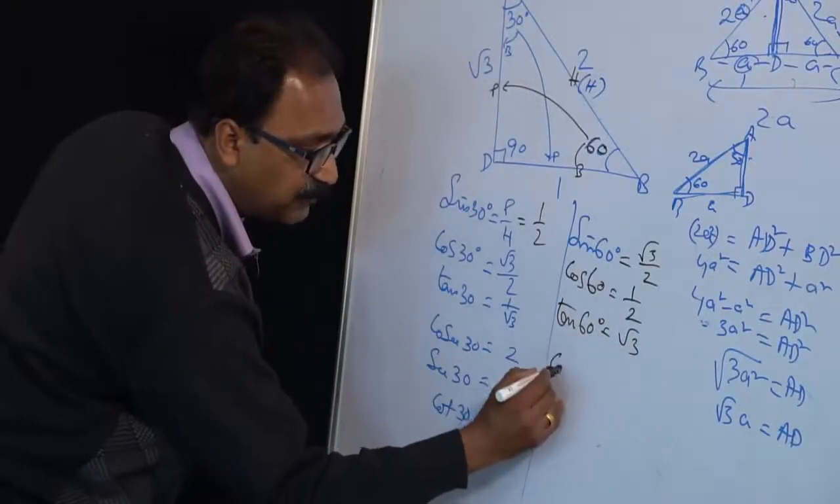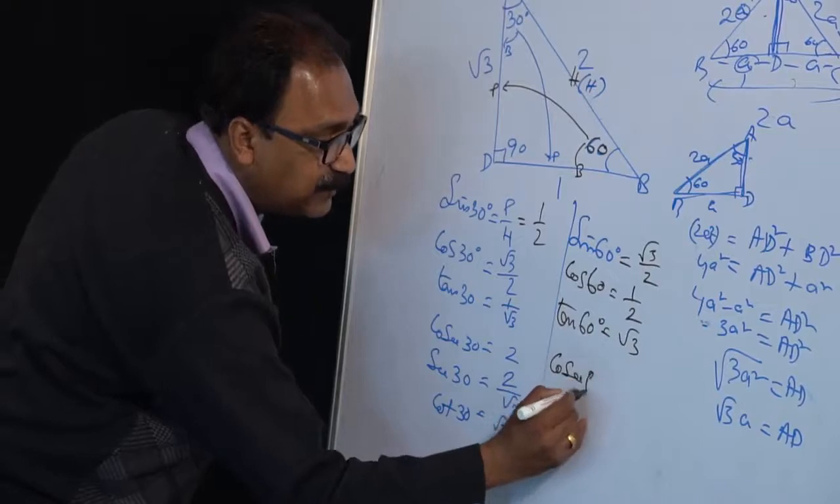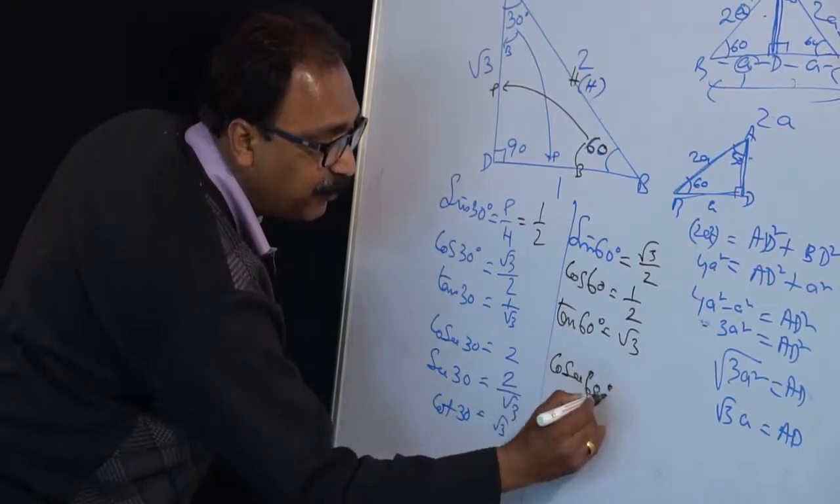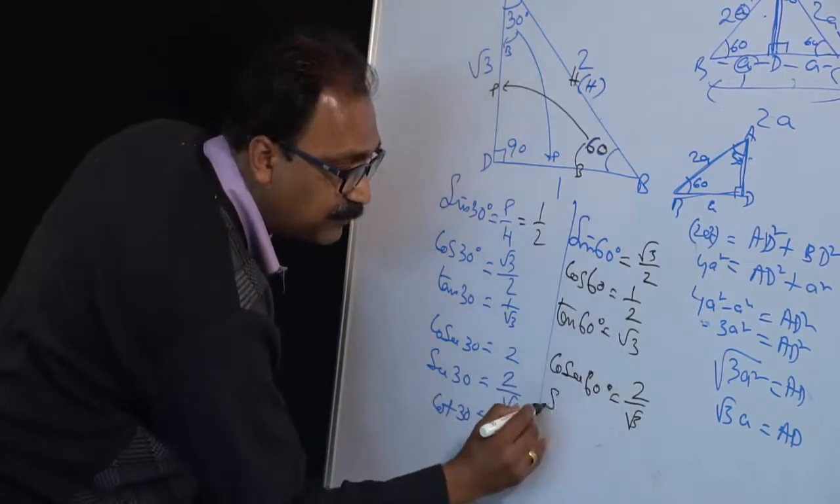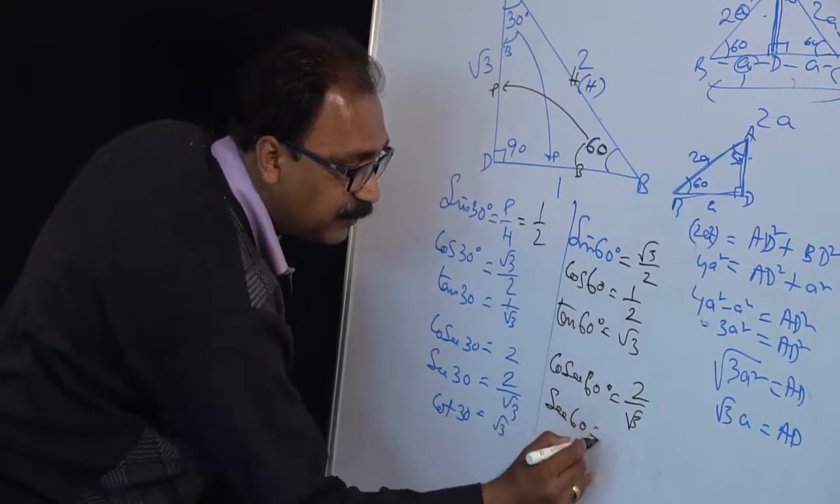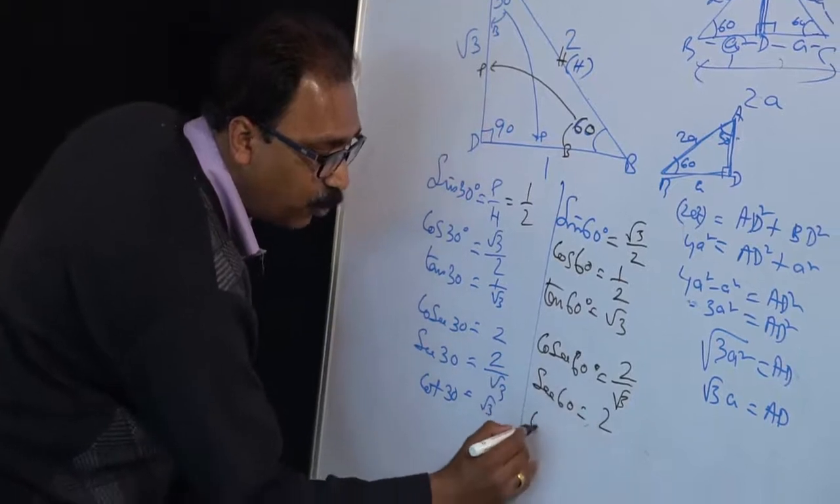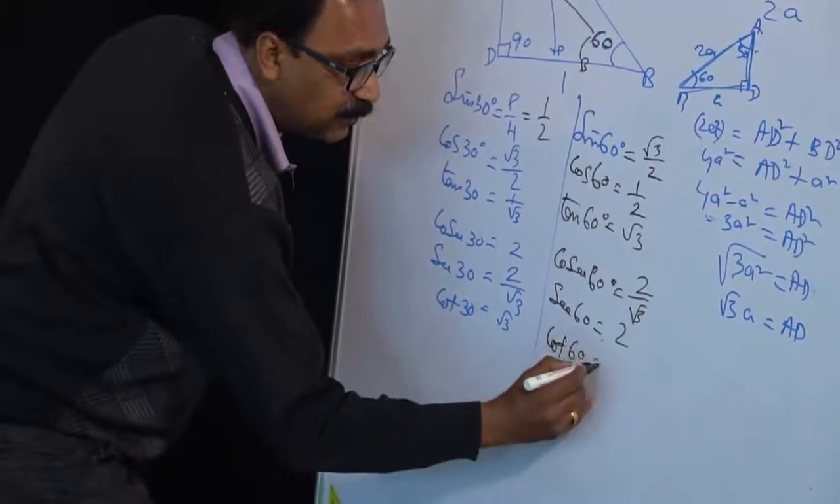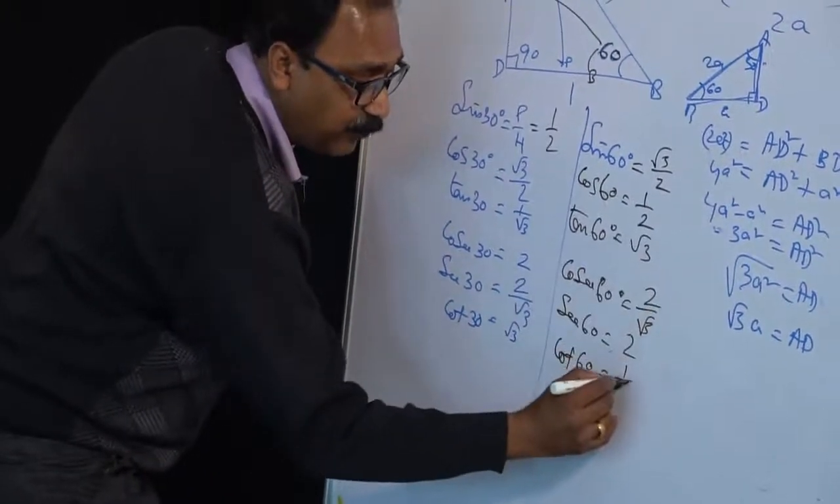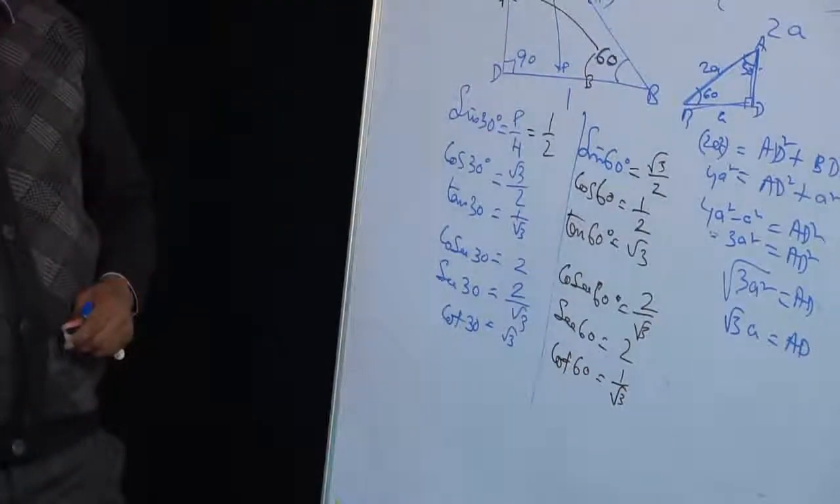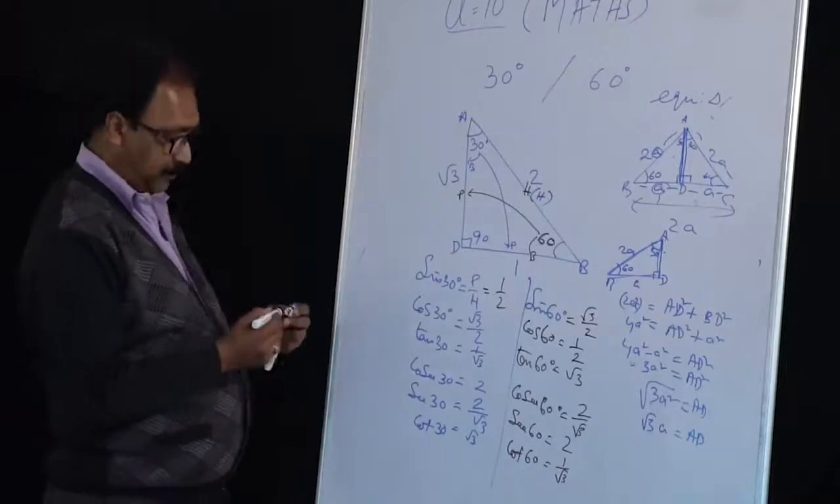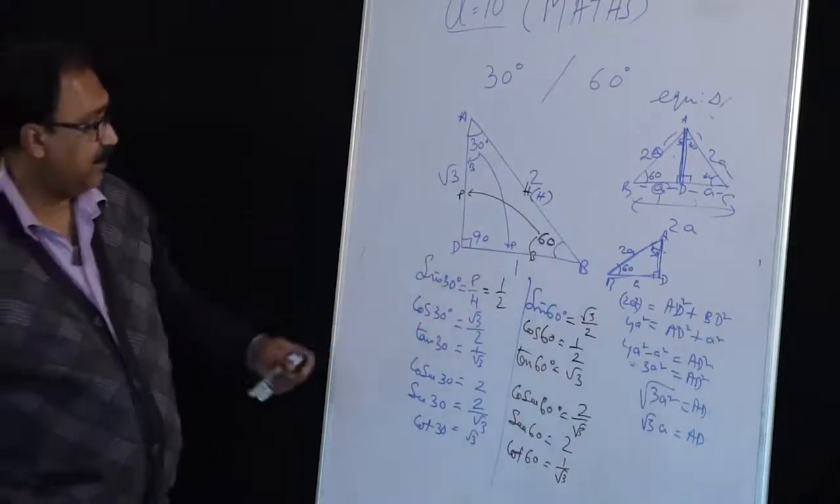Likewise, opposite is cosec 60 degree, which is 2 by root 3. Then sec 60 degree is 2 by 1, which is 2. Cot 60 is 1 by root 3. These are the values of 30 and 60 degree. One more value is left, that is 45 degree. I will show it on the side also.